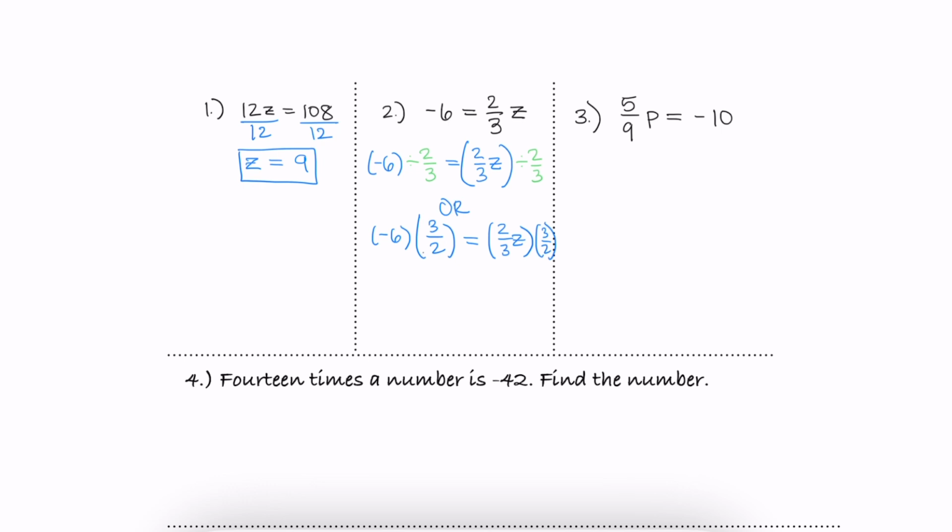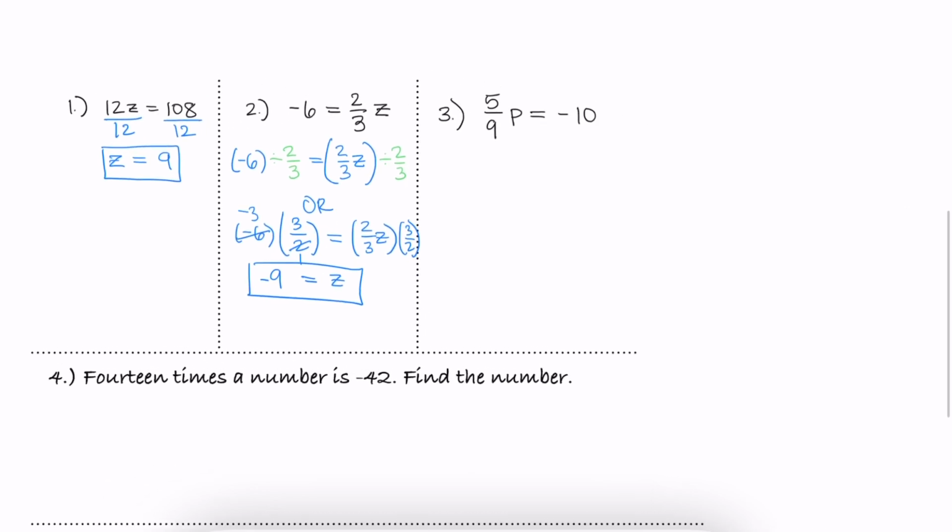Now, if we do that, I'm going to simplify a little bit here. This is 1, this is -3, -3 times 3 is -9, and 2/3z times 3/2 is just z. And that's your solution.